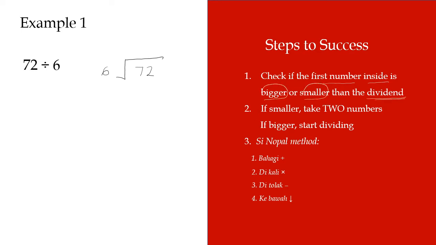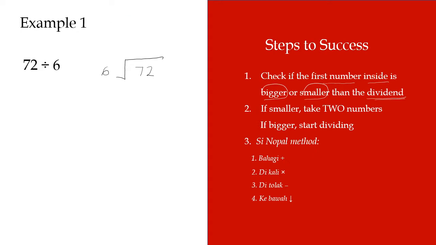So what is a dividend? A dividend is the number outside. This one right here, number 6. So number 6 is the dividend. That is what a dividend is. So I'm just going to erase that over here.